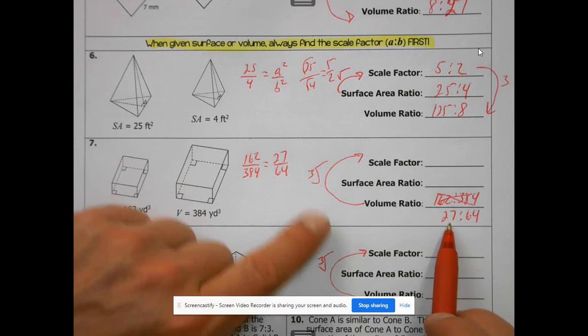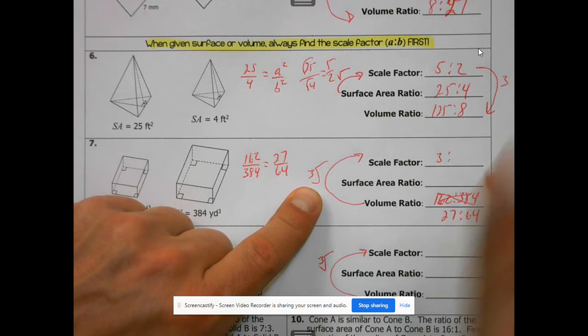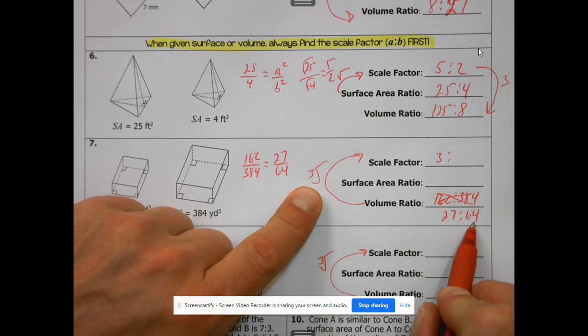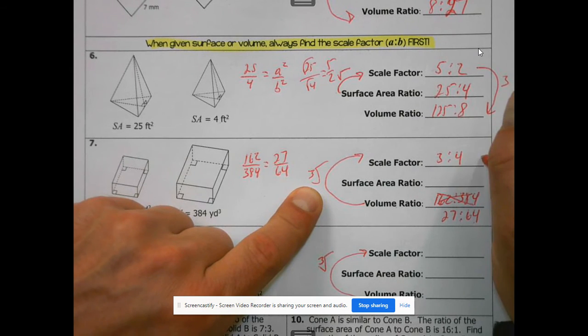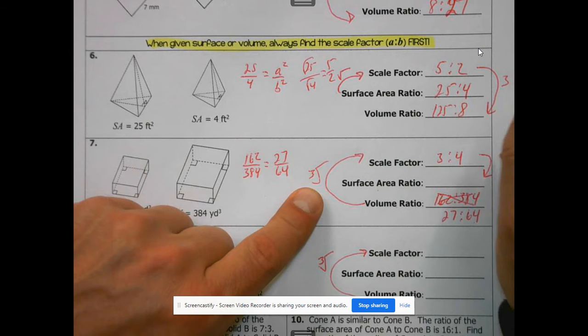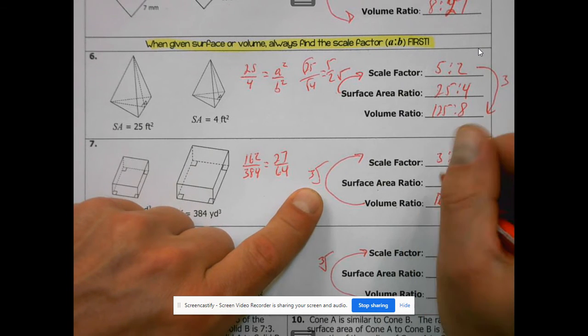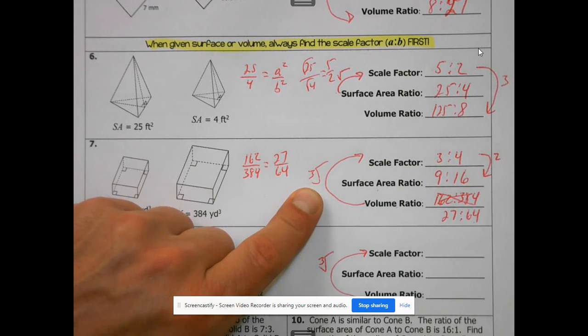All right, so cube root of 27, that comes out to be 3. Cube root of 64, that comes out to be 4. Now, to go from scale factor to surface area, we just have to square. 3 squared is 9. 4 squared is 16. Done.